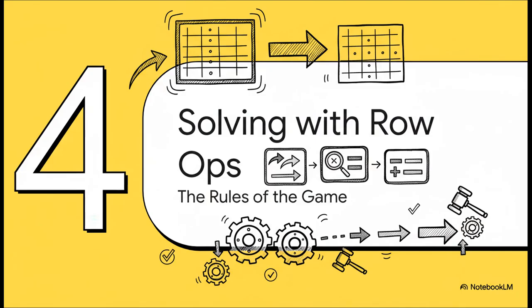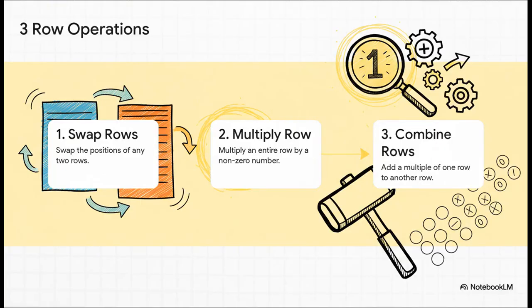Okay, we have our starting point, our messy matrix. We have our destination, that clean RREF matrix. Now we need the vehicle to get us there. We need a set of legal moves, operations that let us change how the matrix looks without changing the fundamental truth of the equations it represents. And these are known as the elementary row operations. This is it. These 3 operations are your entire toolkit. You don't need anything else.